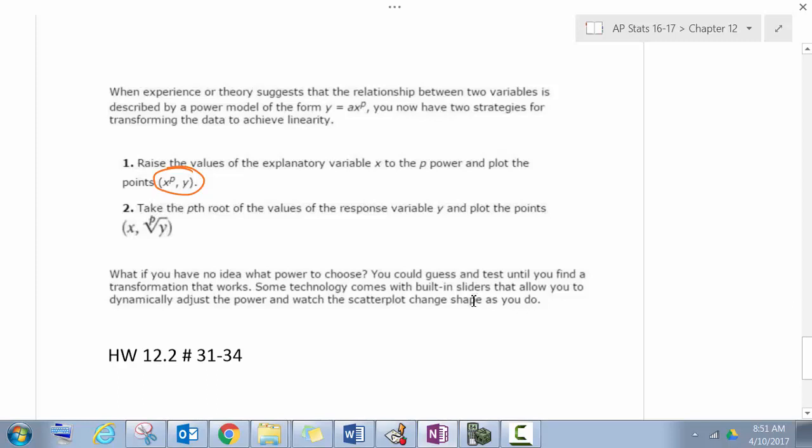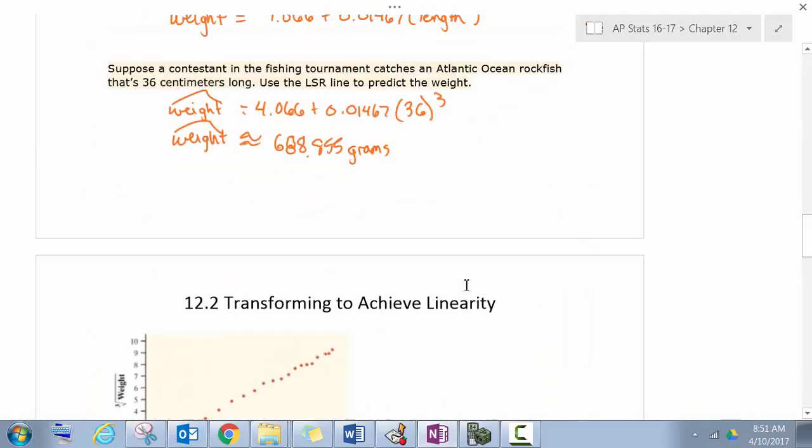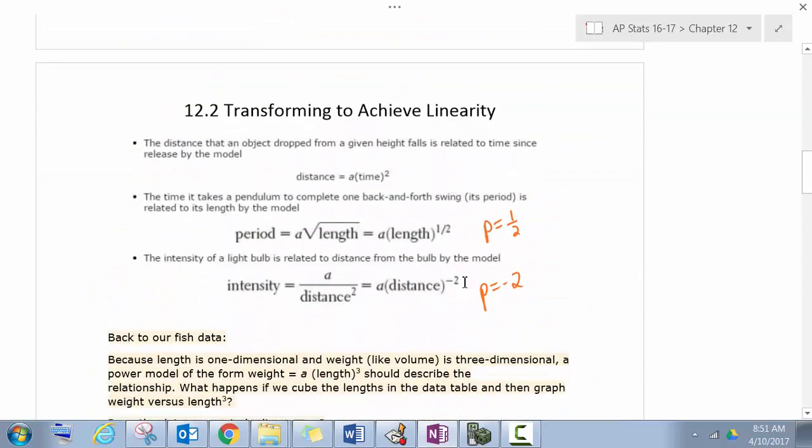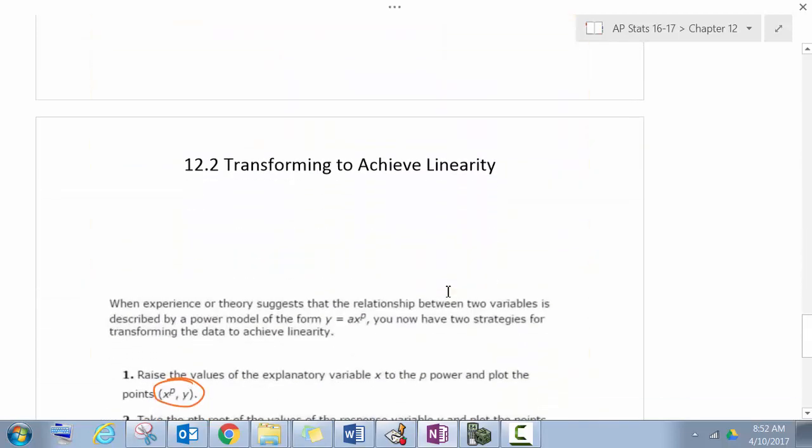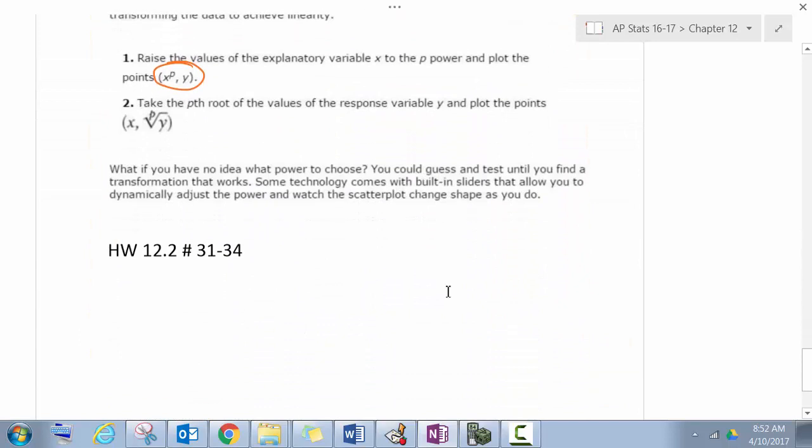Area, squared. Volume, three-dimensional, cubed, or cube root. We saw pendulum is to the 1/2 or the square root. Intensity and distance of a light bulb is to the -2nd, and sometimes they'll just give it to you. So that's what we're looking at. We're trying to find some transformations that work and answer some questions based on those.